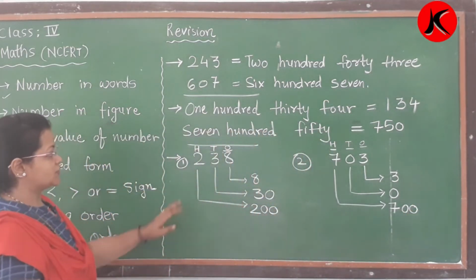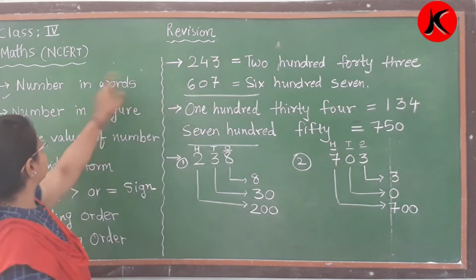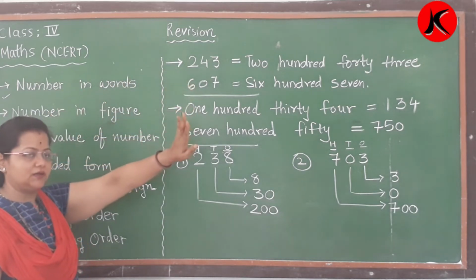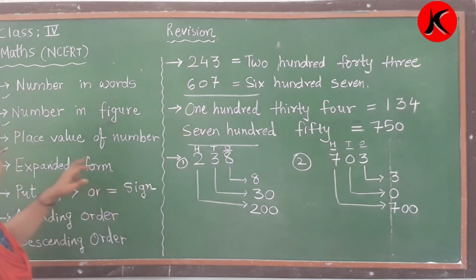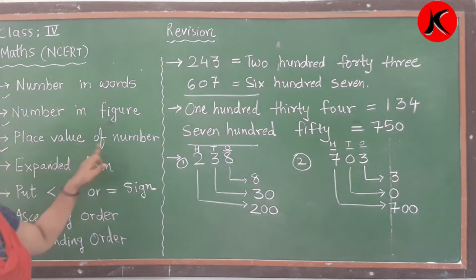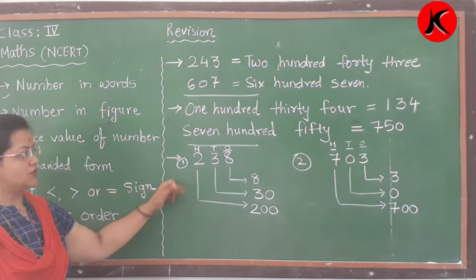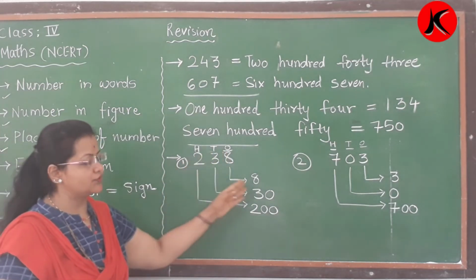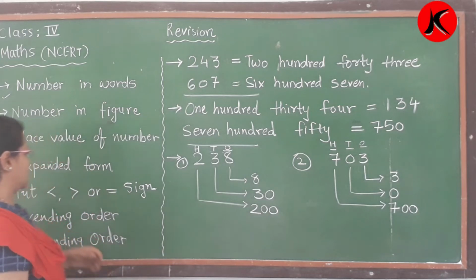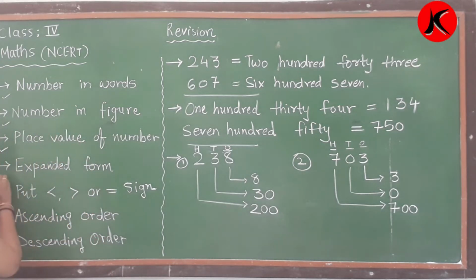Okay? So here the first topic is number in words. Clear? The second topic is number in figure. Also clear? The third one is place value of a number. So there are ones, tens and hundreds places and you have to write the place value of each number. Now the next topic is expanded form.